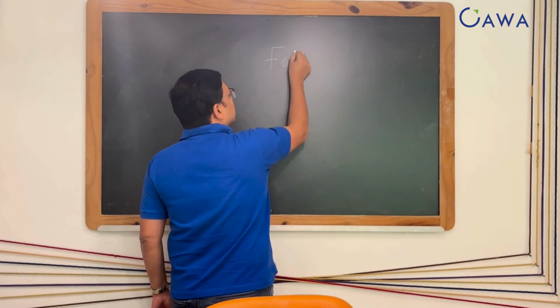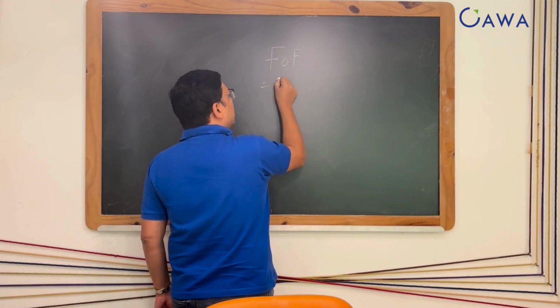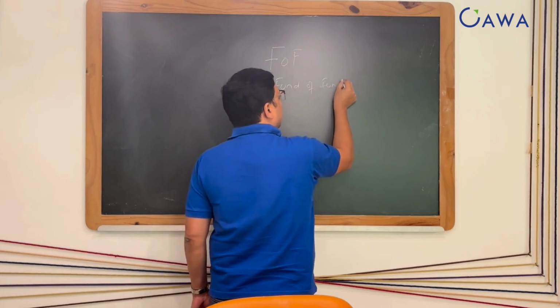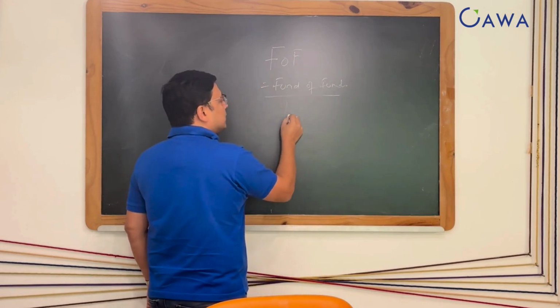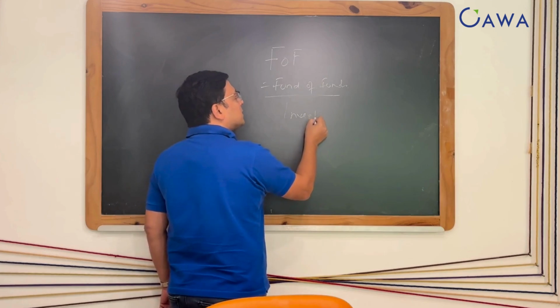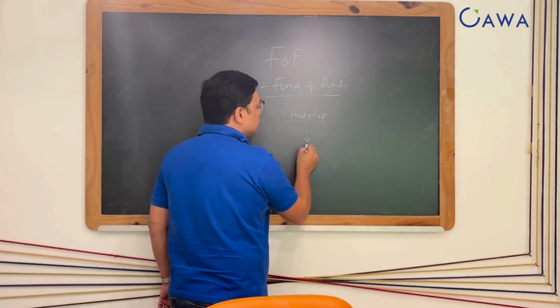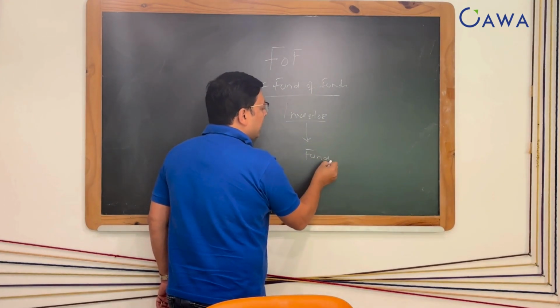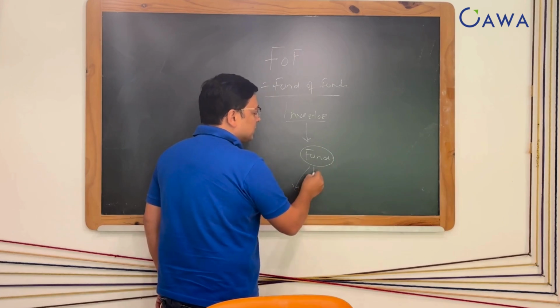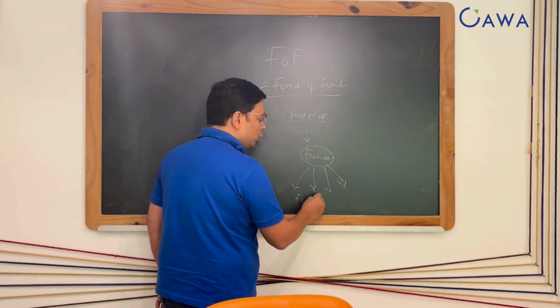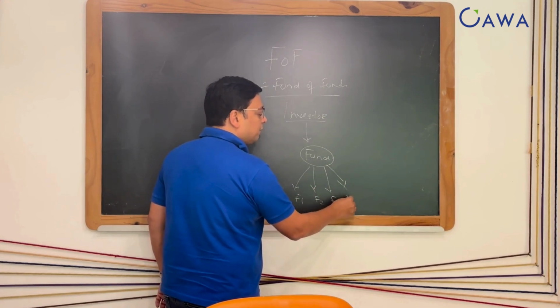Another very popular type is FOF, which is called Fund of Funds, wherein an investor is looking at a massive level of diversification. They invest into a fund, and that fund in turn invests into multiple other funds: fund 1, fund 2, fund 3, and fund 4.